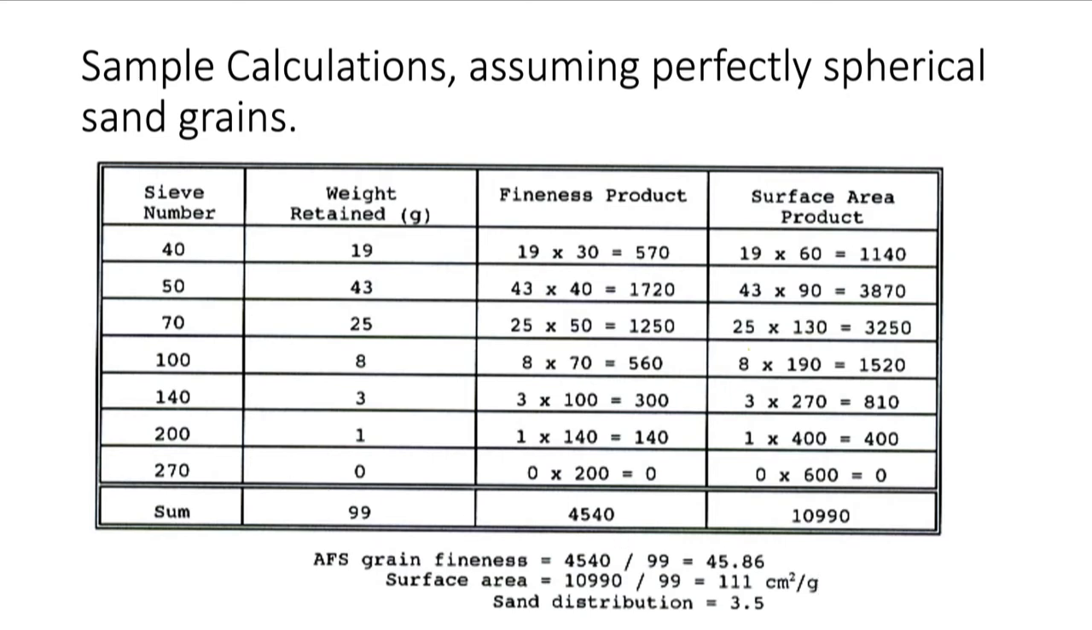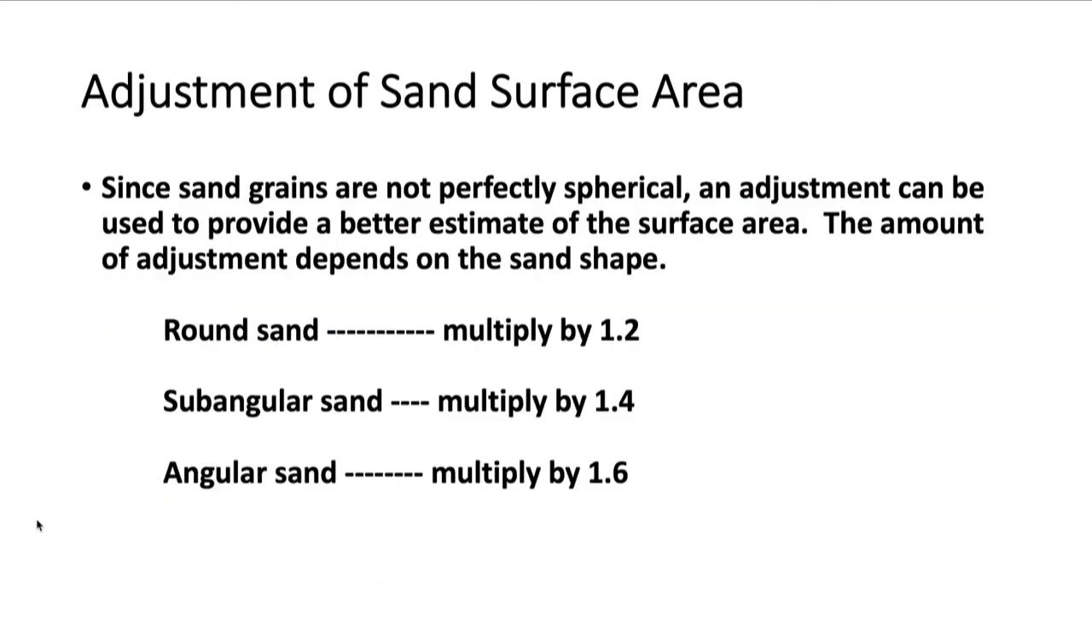Okay, we're going to go to the next slide, and if you forget to do this, you're going to get this problem wrong on the test or whatever you're doing. If it's a round sand, you're going to multiply it by 1.2. Every sand in Wisconsin is pretty much a round sand, so we would multiply that by 1.2.